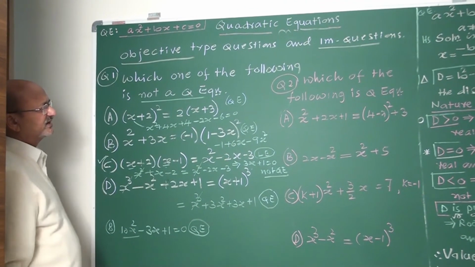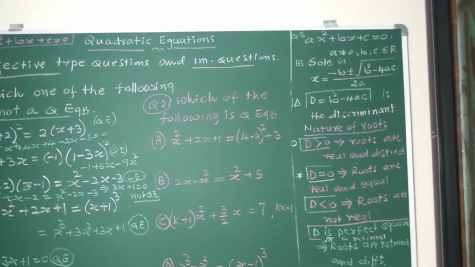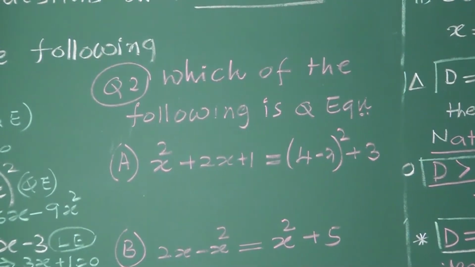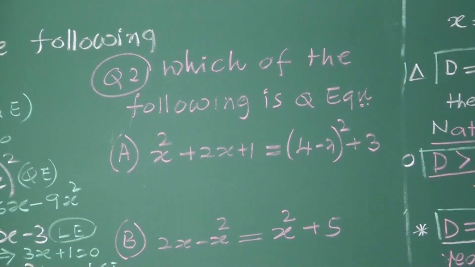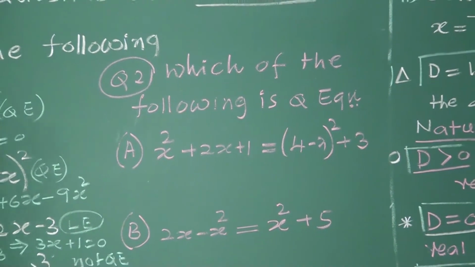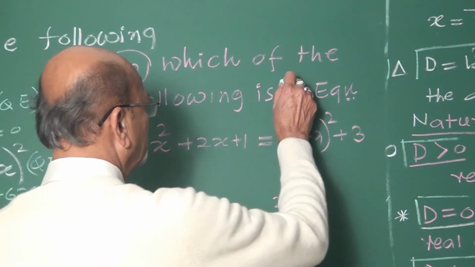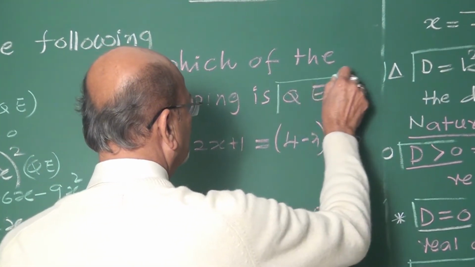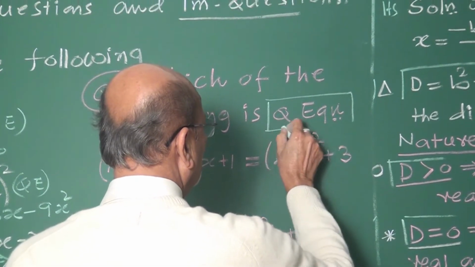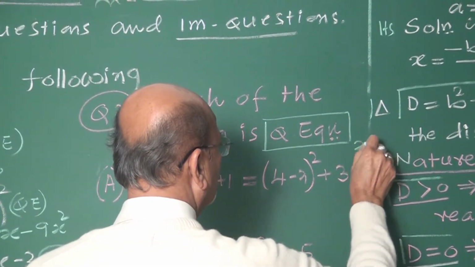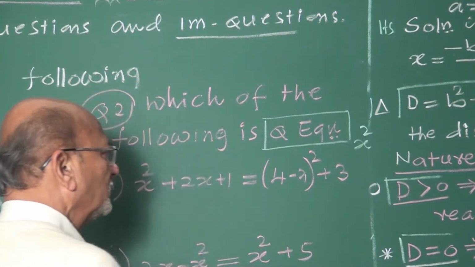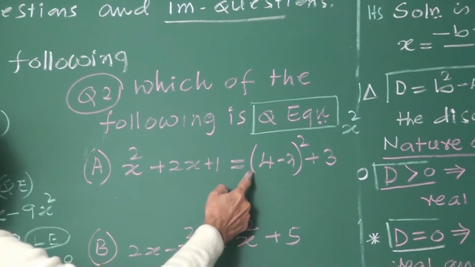That will be the second example. Read it. Which one of the following is a quadratic equation? Which one of the following is a quadratic equation? Quadratic equation means it must contain x square term. An equation which contains x square term is quadratic. See, my friend, here.